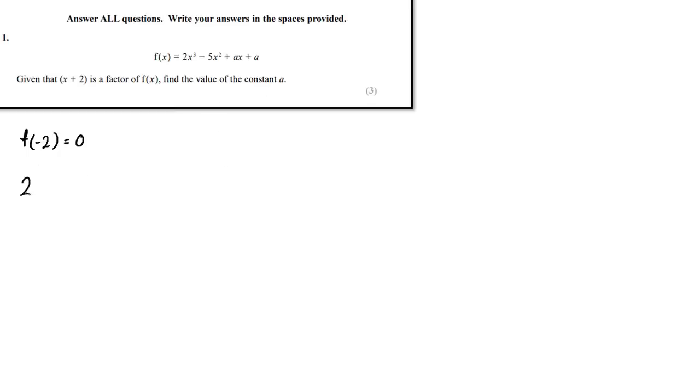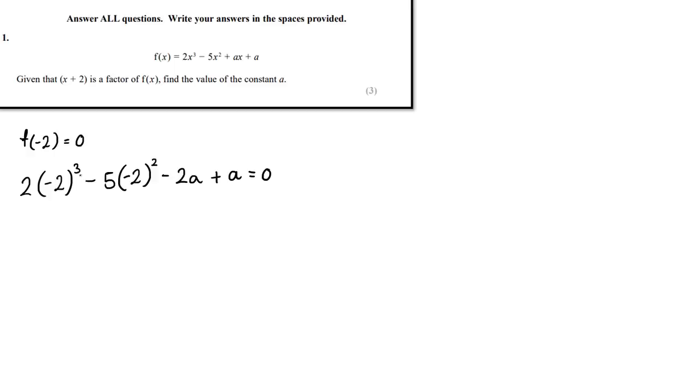So we get 2 lots of minus 2 cubed, minus 5 lots of minus 2 squared, plus ax. So if x is minus 2, that's the same as minus 2a. And then finally we've got plus 8. And we know all of this is equal to 0 by the factor theorem, since x plus 2 is a factor of f of x. So in that case, all we need to do here is simplify this and solve for a.